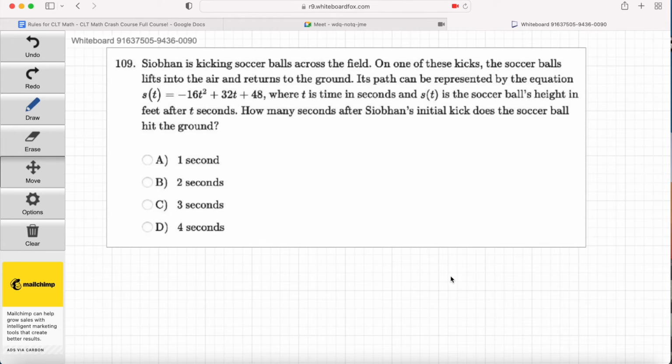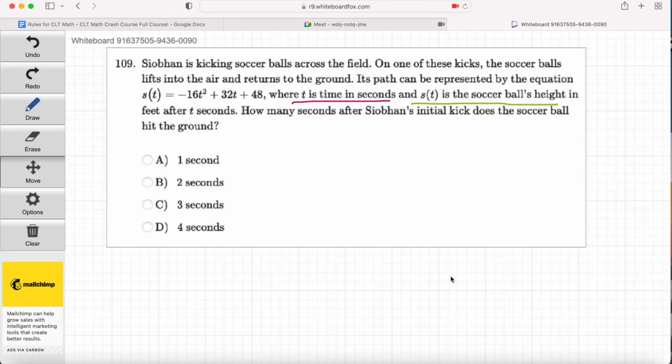Now this is a little bit tricky here, because the height of the soccer ball apparently is S of t. S of t is the soccer ball's height. It's a little confusing. I wish they made this a lot more logical, like h of t, like they did in the last question. I think they're trying to trip you up, because you think S is seconds. But S isn't the seconds. T is the seconds, the time in seconds. Do you see how they're trying to trip you up here? Does that make some sense?